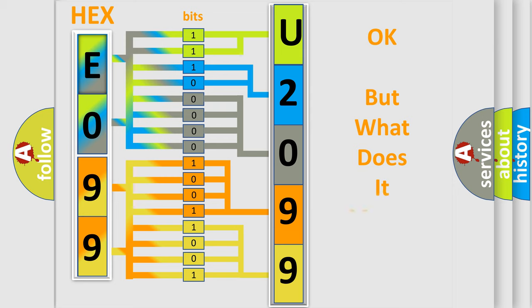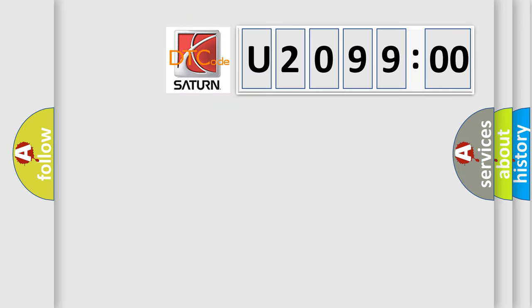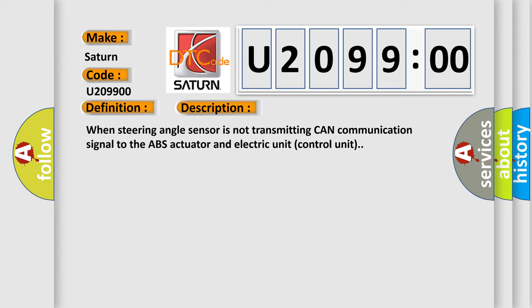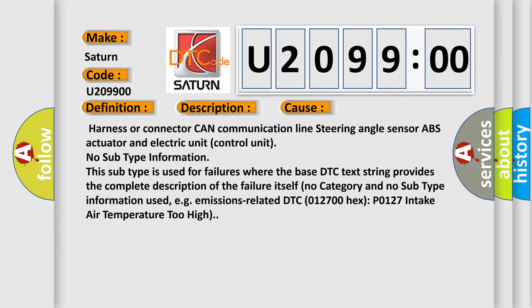The number itself does not make sense to us if we cannot assign information to what it actually expresses. So, what does the Diagnostic Trouble Code U2099-00 interpret specifically for Saturn car manufacturers? The basic definition is steering angle sensor CAN communication. And now this is a short description of this DTC code. The steering angle sensor is not transmitting the CAN communication signal to the ABS actuator and electric unit control unit. This diagnostic error occurs most often in these cases: harness or connector of the CAN communication line, steering angle sensor, ABS actuator and electric unit control unit.